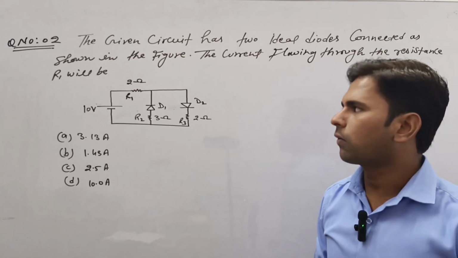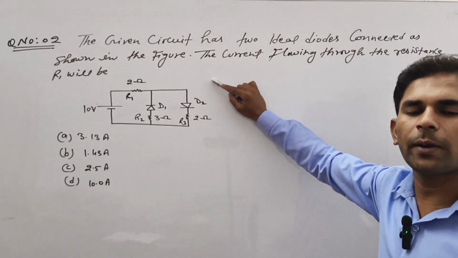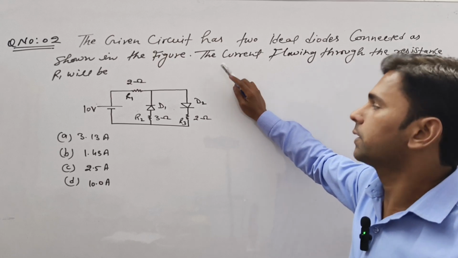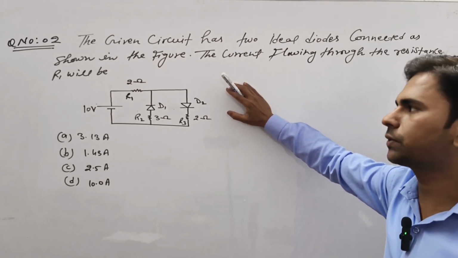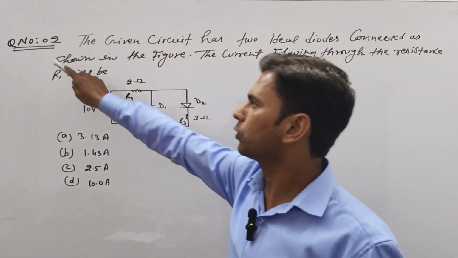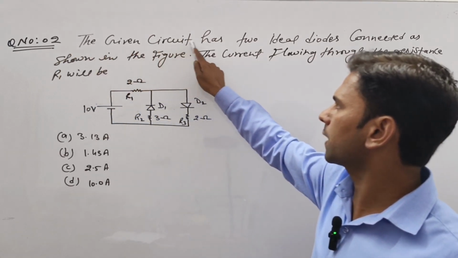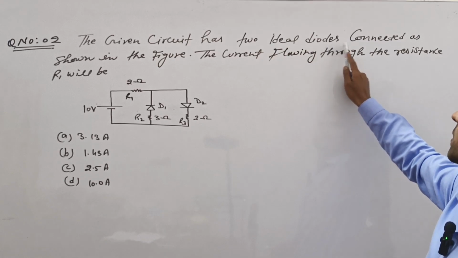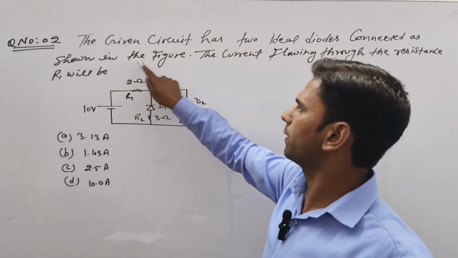Now we are going to solve question number second from the chapter Semiconductor Electronics. This question is a most important question, so please focus here and read this question carefully. Question number second: the given circuit has two ideal diodes connected as shown in the figure.